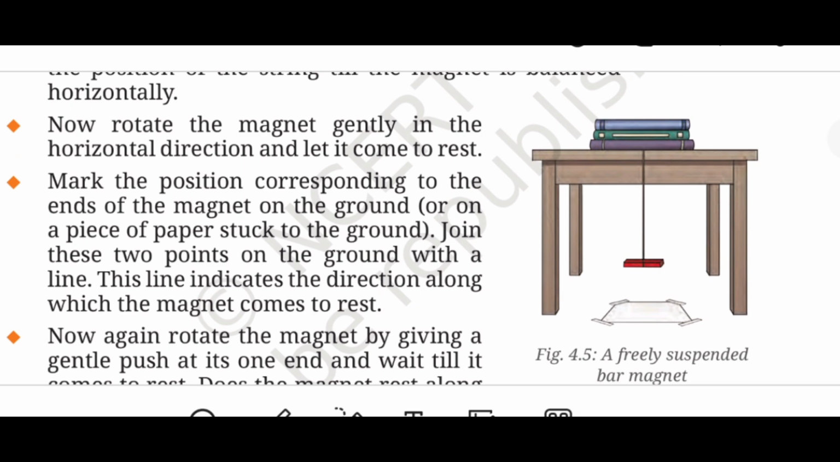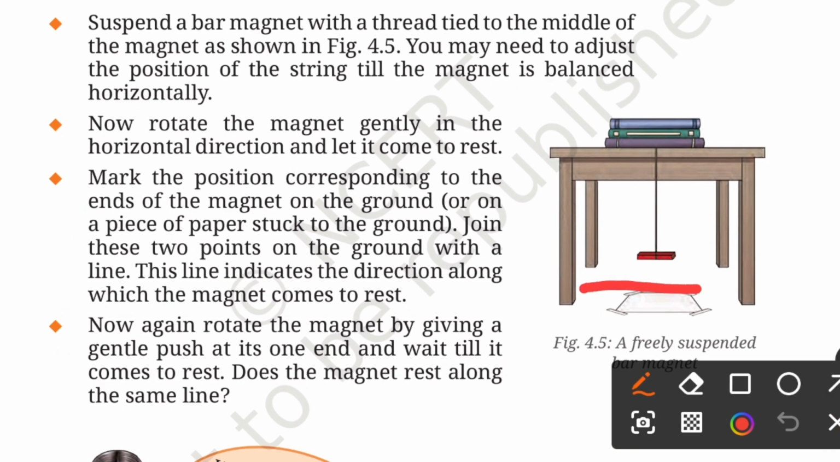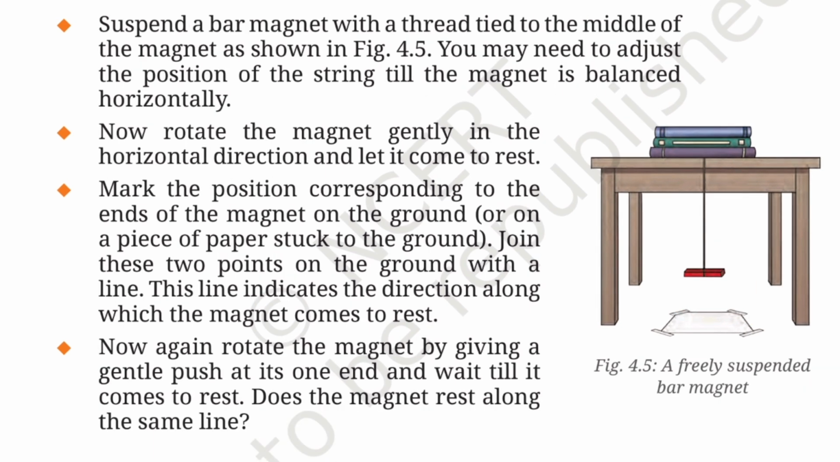Now rotate the magnet gently in the horizontal direction and let it come to rest. Horizontal direction का मतलब होता है ऐसे हमें इसको रोटेट करना है, मूव करना है ज़रा सा, ताकि और थोड़ी देर बाद छोड़ देना है ताकि ये दोबारा से इसी पोजीशन पे आ जाए. So this is what is called as rotation horizontally.